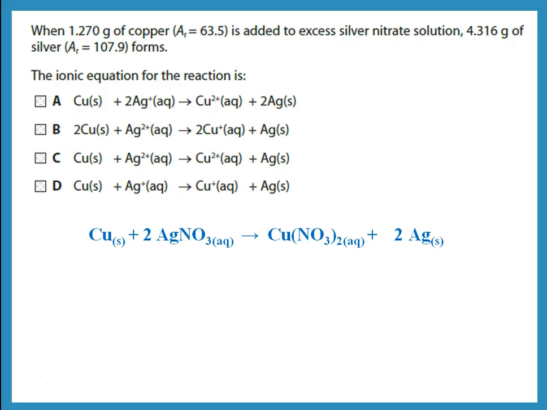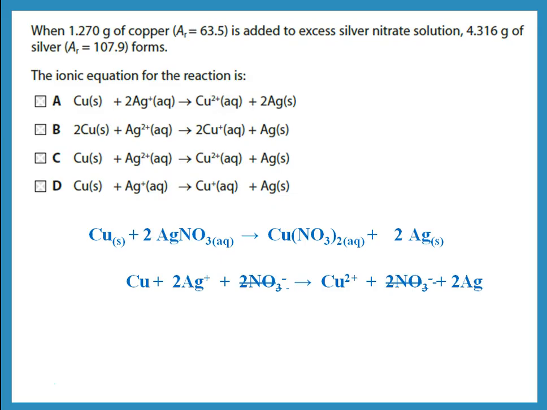Now I ionize whatever is aqueous, so the metal remains the same, but the aqueous is ionized. So silver nitrate is actually Ag plus and NO3 minus. I had a 2 before them, it still remains. Now the copper nitrate is aqueous, so I have copper ions plus nitrate ions. Anything that's a solid, liquid or gas remains the same.